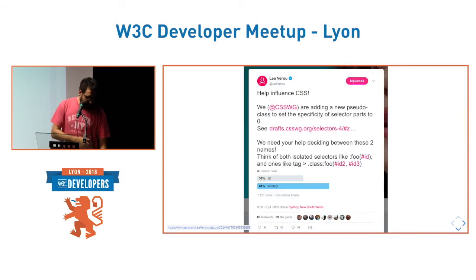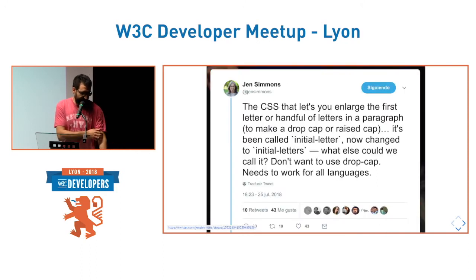And here from Lea, who is another invited expert on the group, asking about the name of a pseudo-class, and she even has a poll on Twitter. So all that kind of feedback is useful for the working group, even if it seems like maybe you cannot do anything about it, you can provide feedback on this kind of thing. Also, Jen Simmons, another tweet asking what the name of this property should be, initial-letters, or should it be something else, used to be initial-letter only.